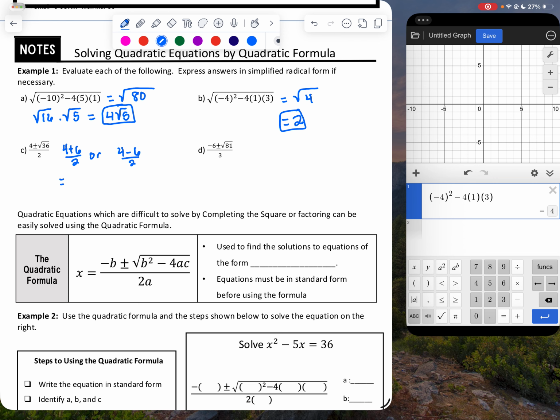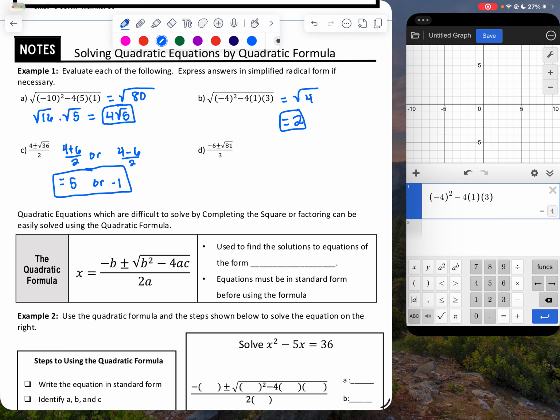So 4 plus 6 is 10. 10 divided by 2 is 5. The second case, 4 minus 6 is negative 2, and negative 2 divided by 2 is negative 1. So our two answers are 5 and negative 1. All right, pause the video and try problem D on your own.